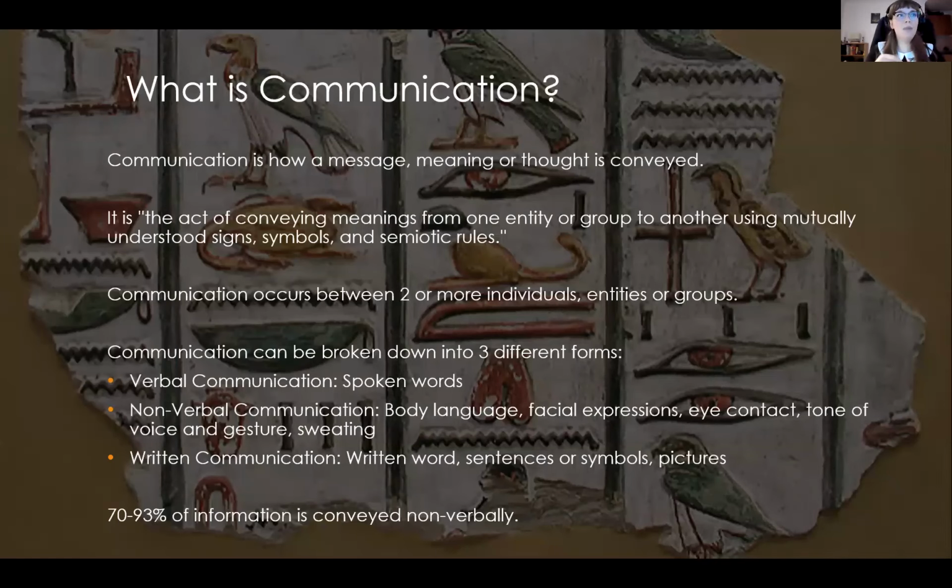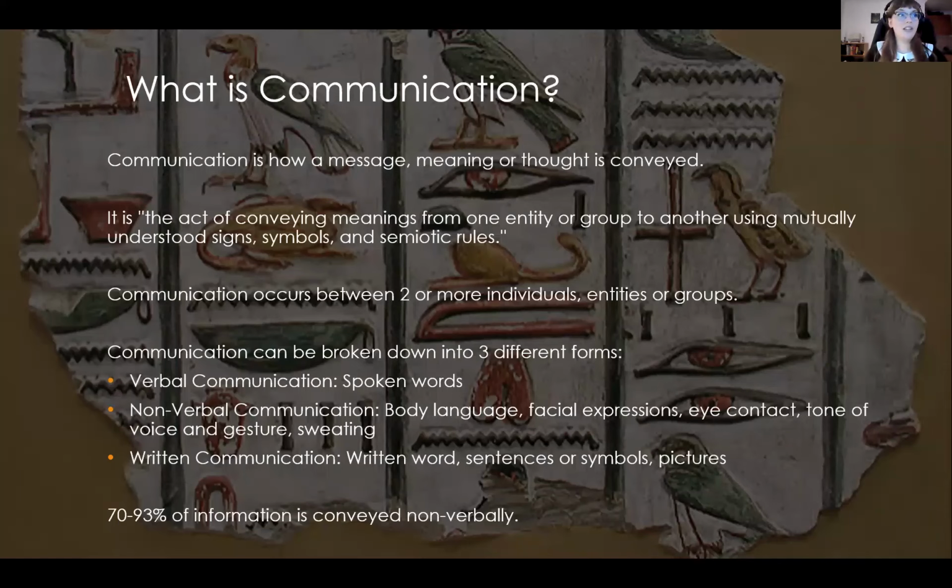Also be aware that there is intentional body language, so things like our eye contact and our gestures, but there's also unintentional body language. If a person is nervous, they may start sweating, their skin can get red, they may get a bit fidgety, and those are behaviours that they have no control over, and yet they're communicating something about that person's internal state of being. And also we have written communication: the written words, sentences or symbols and pictures.